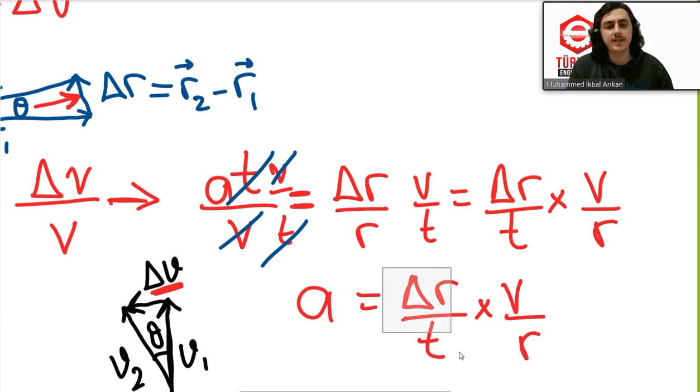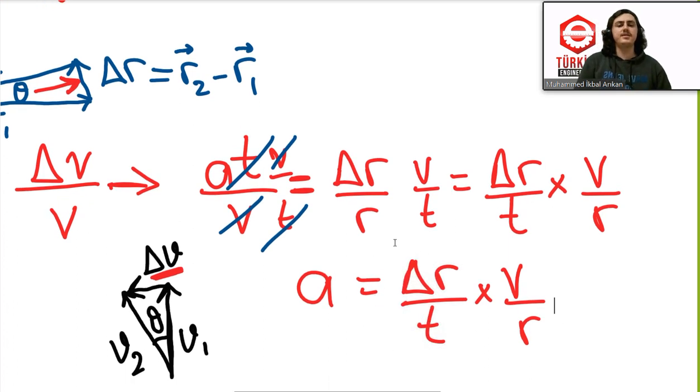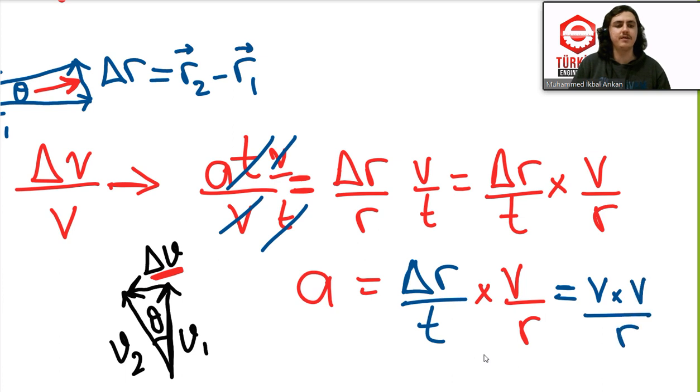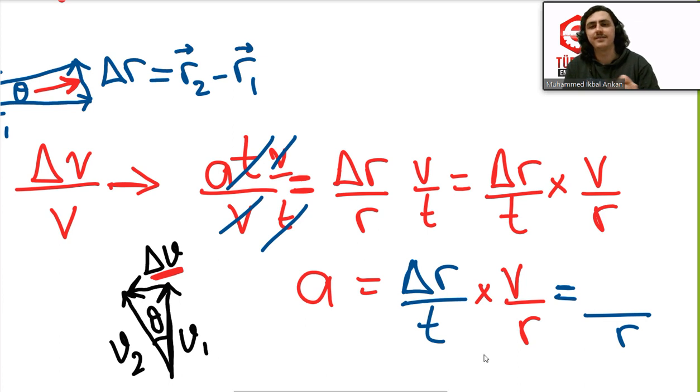What can you say about delta R divided by T? It is just the distance or the displacement divided by time. The rate of displacement per each time actually will give me what? Will give me the velocity because this is the velocity. So I can put here velocity. So velocity times velocity divided by R, that means it is just velocity squared over R.